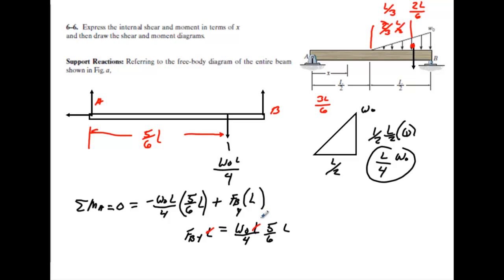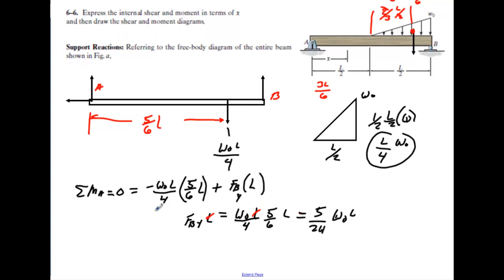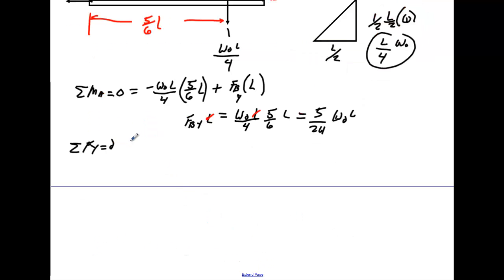That's going to give me 5/24 W naught times L. Okay, so that's what the force at B Y would be in terms of W naught and L. And then at this point, all we have to do is sum the forces in the Y direction, and again, set that equal to 0. And we can find out what A would be.